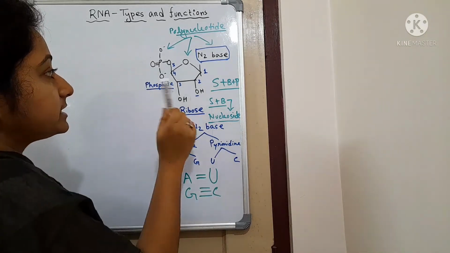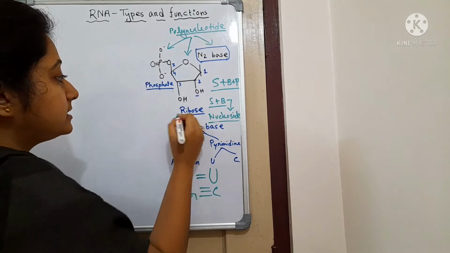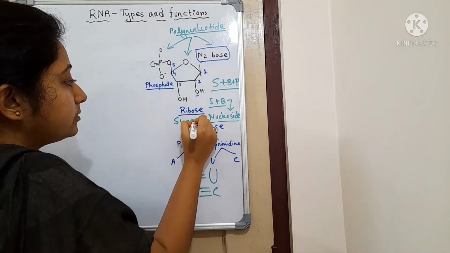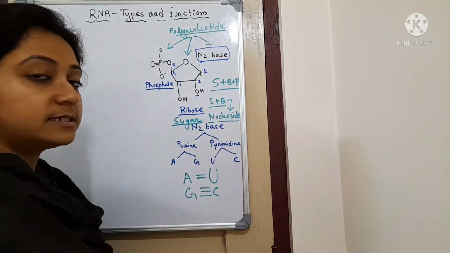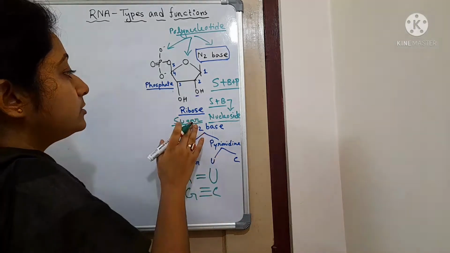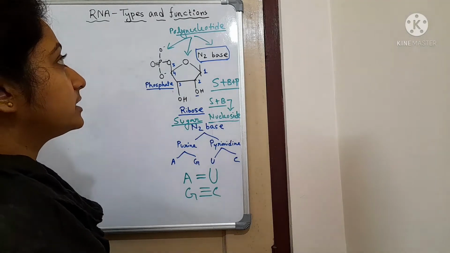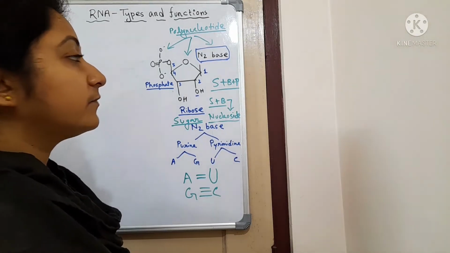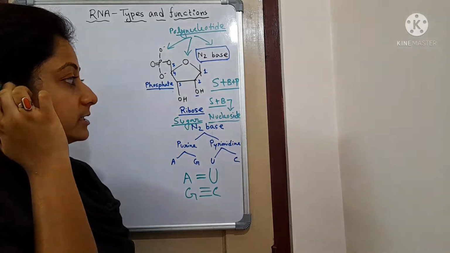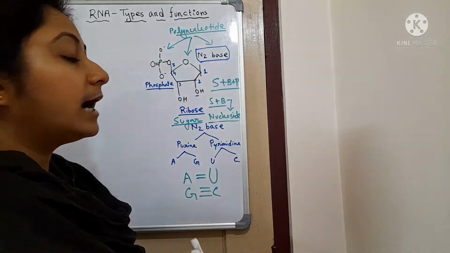When the phosphate group is absent, and only the sugar and base are present, it is considered a nucleoside, and when sugar, base and phosphate are present, then it is considered a nucleotide. And when more than one nucleotide forms a chain-like structure, that forms ribonucleic acid or RNA.